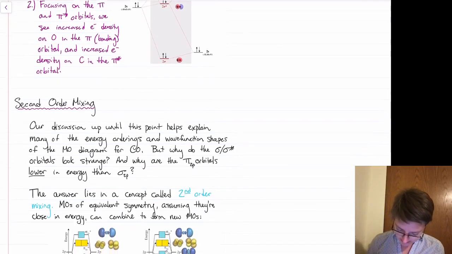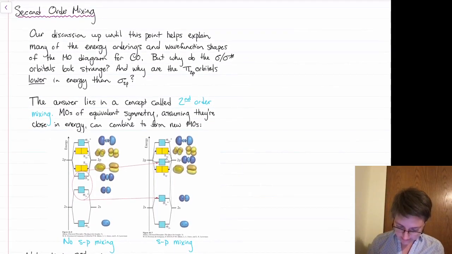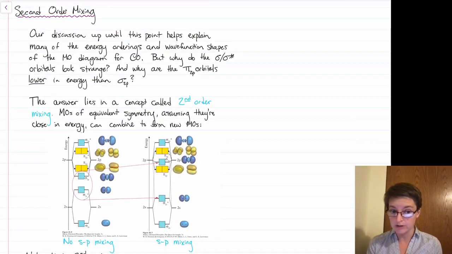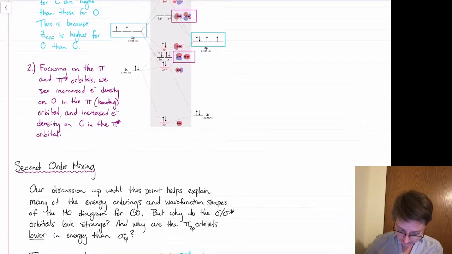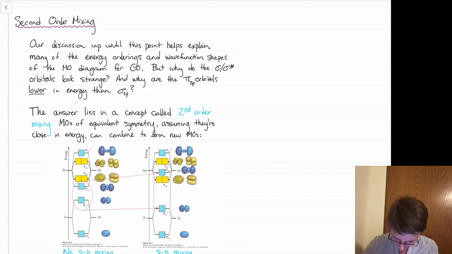Second-order mixing is the idea that MOs of equivalent symmetry, assuming they're close in energy and therefore have compatible enough energies to be able to combine together, can combine to form new molecular orbitals. Where this is really important is for the two orbitals that have the same symmetry that are close in energy in a diatomic molecule in the second period. Namely, when we have our sigma 2s star and our sigma 2p orbitals.